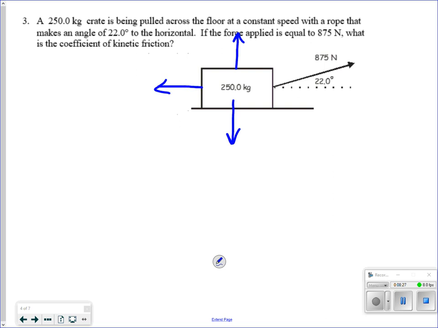So, free body diagram. There's my tension, and you can see it's 875 newtons. Here's Fg, which is going to be mg, normal force, friction force. Well, they say kinetic friction. You could put an F sub F, or you could use F sub K. It doesn't really matter. So you've got those. This is your free body diagram.